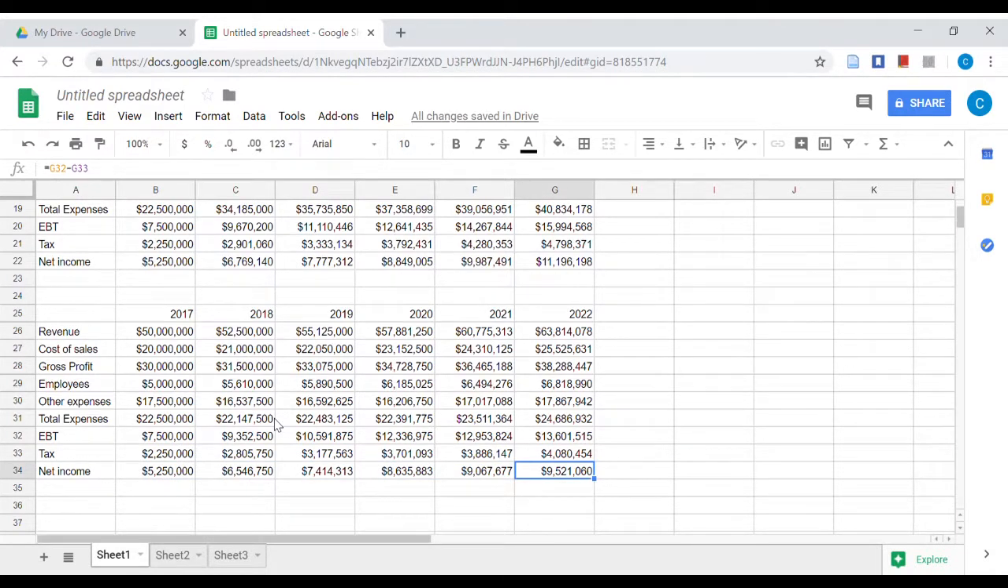Okay, so those are the two strategies if you're trying to earn money, if you're trying to sell more revenue or save on costs.